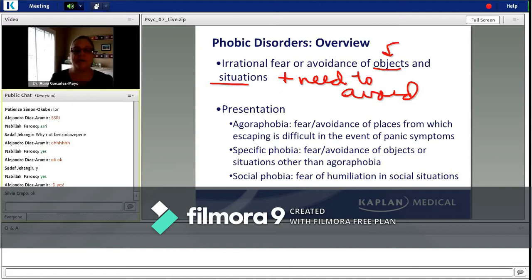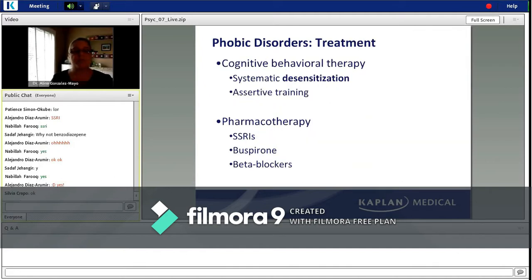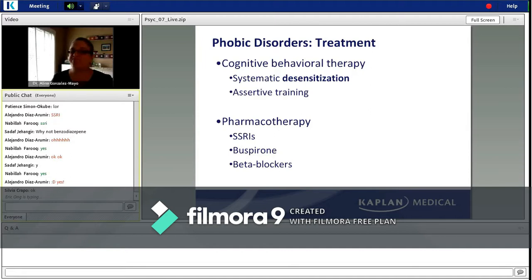When you are afraid of things, it is called a specific phobia. When you are afraid of situations, it is called a social phobia, all right? So if I'm afraid of dogs, heights, water, those things, that's specific phobia. If I'm afraid to go out because I'm afraid something embarrassing or humiliating may happen to me, then that's what's called the social phobia. So let's talk about treatments.